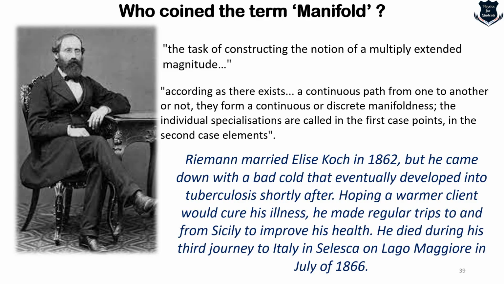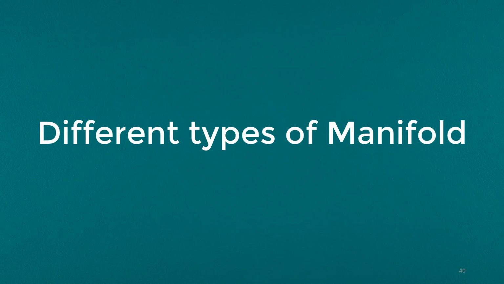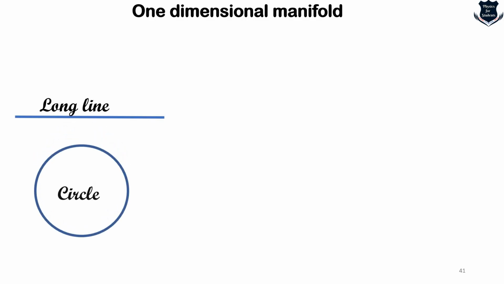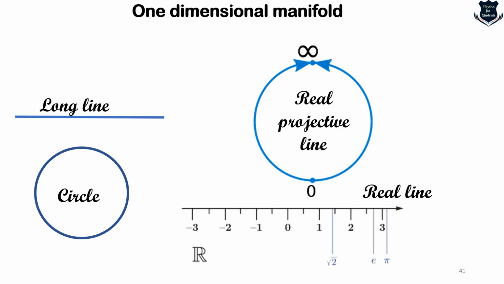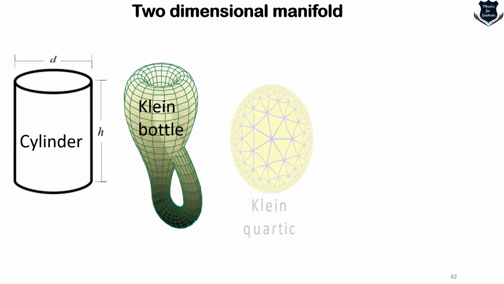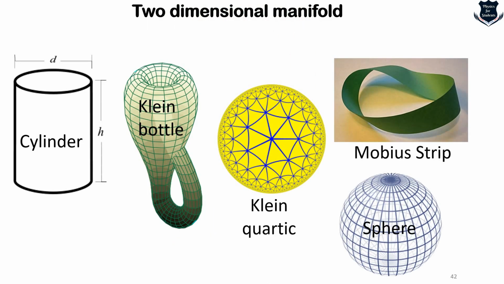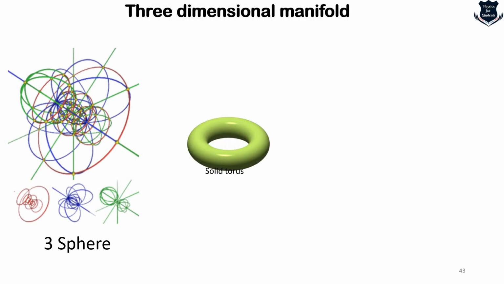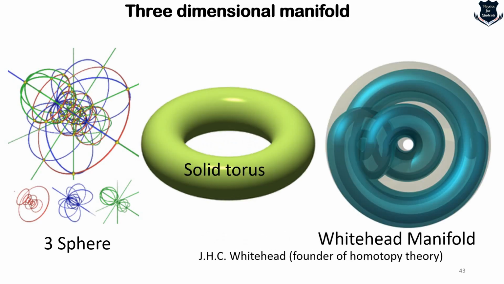Now, are manifolds only one-dimensional, two-dimensional, as we have seen? So let us quickly see some photographs, or I would say a pictorial detour, to understand the different types of manifold. A one-dimensional manifold can be a long line, a circle, or a real projective line, something like this, which is called a real line. A two-dimensional manifold can be a cylinder, a Klein bottle, a Klein quadric, a Mobius strip, and a sphere. Three-dimensional manifolds are a little bit difficult to visualize. It can be a three-sphere, a solid torus, or what is called a Whitehead manifold, named after J.H.C. Whitehead, the founder of homotopy theory.